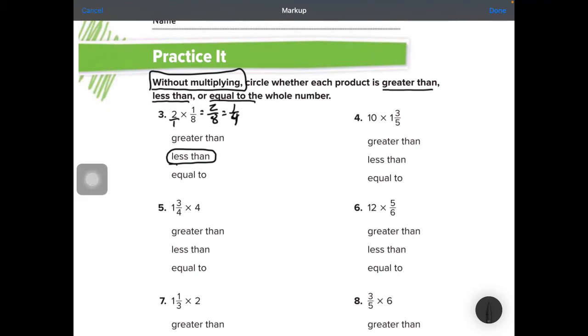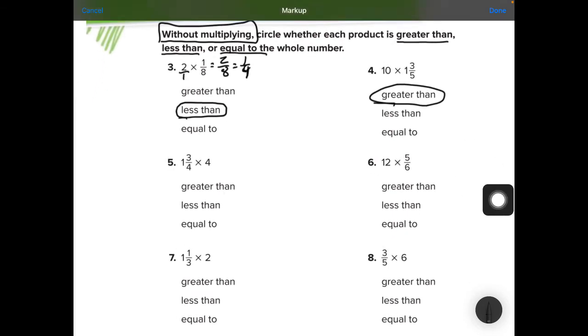So the answer is 1/4. 1/4 is definitely less than the whole number 2. Okay, now you see how the pattern is. Let's see what you can do. 10 times 1 3/5. 1 3/5 is greater than 1. So is the answer going to be greater than 10, less than 10, or equal to 10? You're right. It's going to be greater than, because that number is greater than 1.